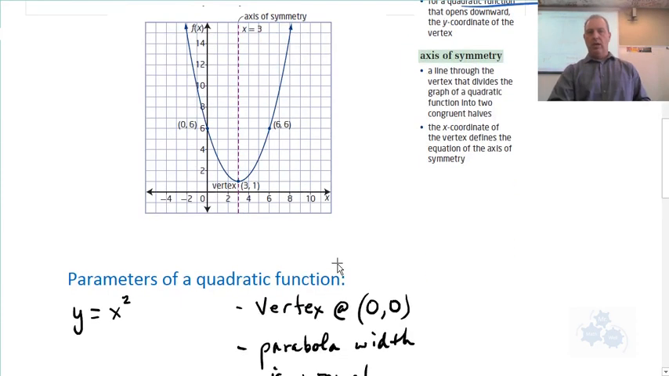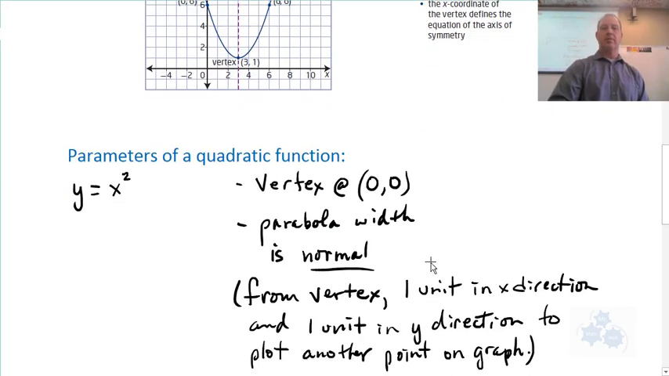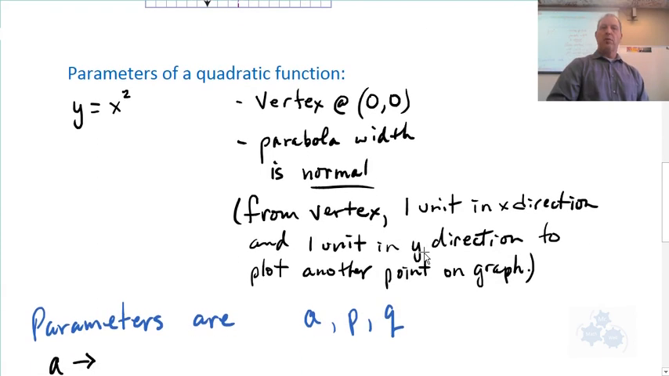All right. So those are some main pieces of the parabola. How many of you are hearing this for the first time? Is this brand new? Or is this something that you've maybe heard of before? Okay, some of you.